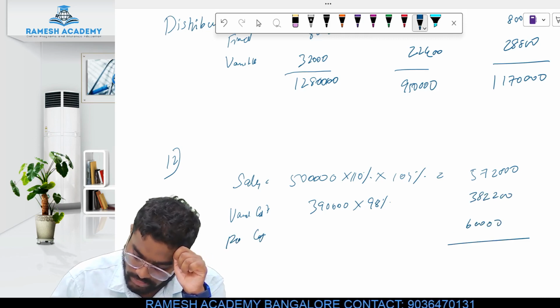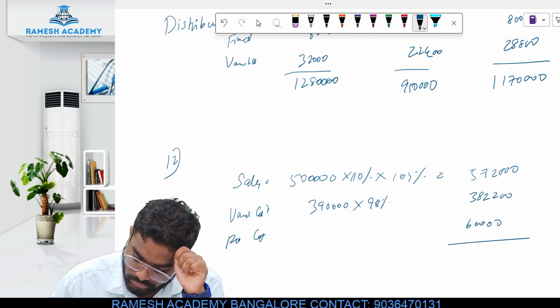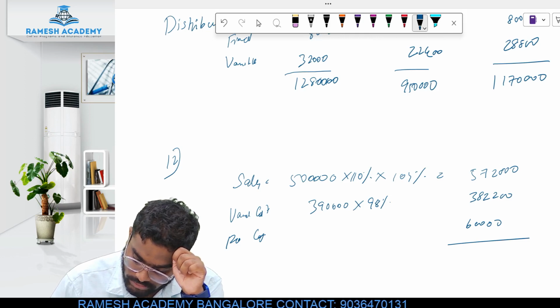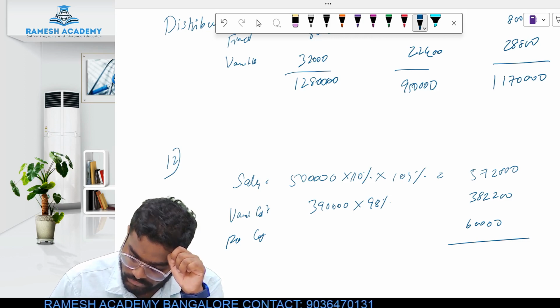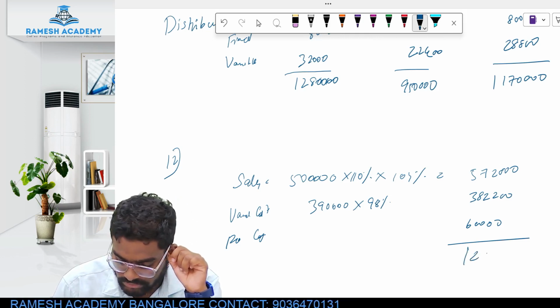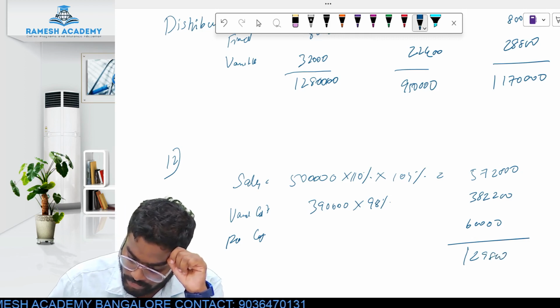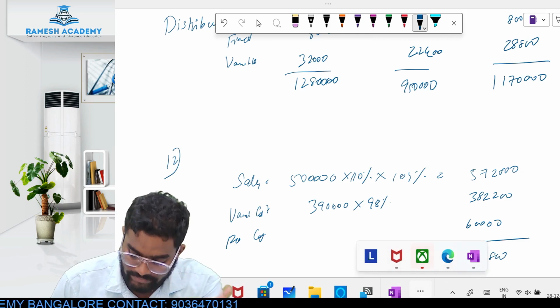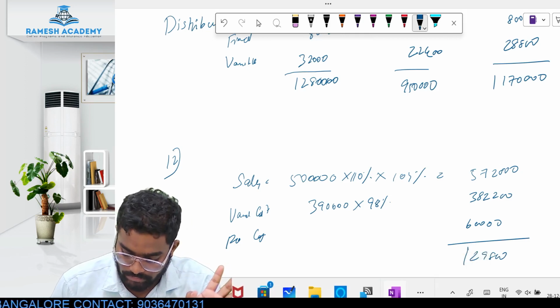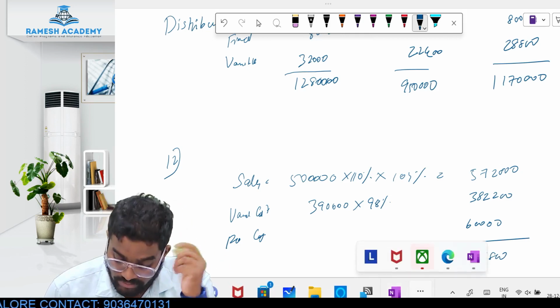So now we'll arrive at the profit. 572,000 minus 382,200 minus 60,000, which is 129,800. Actually we expected 92,000, because 23% of 4 lakh, but we are getting more than that.